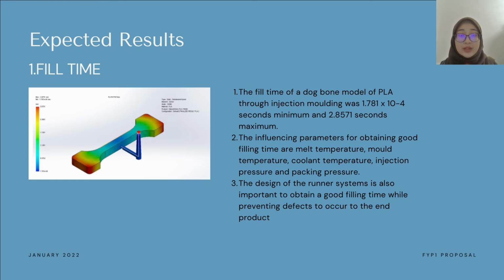First, for the fill time, the fill time of a dog bone model of a PLA injection molding was 1.781 × 10^-4 seconds for minimum, whereas 2.8571 seconds for maximum. The influencing parameters in order to obtain a good filling time will be the melt temperature, mold temperature, coolant temperature, injection pressure, and also the packing pressure. Not only that, the design of the runner system is also important in order to obtain a good filling time while not jeopardizing the end product.